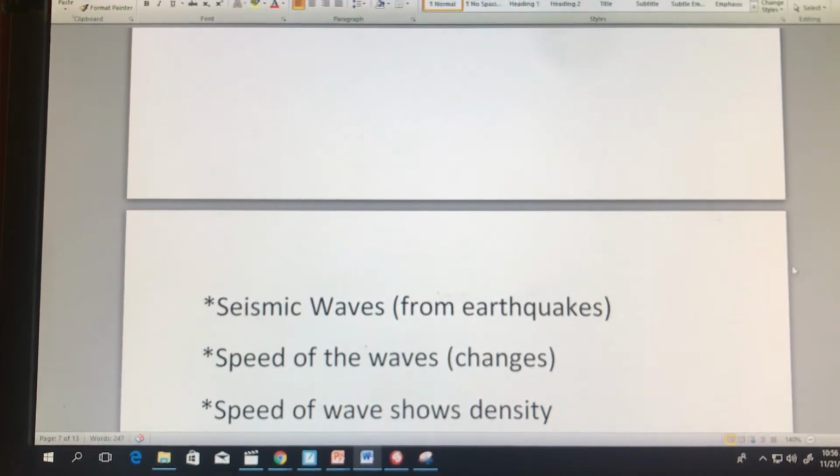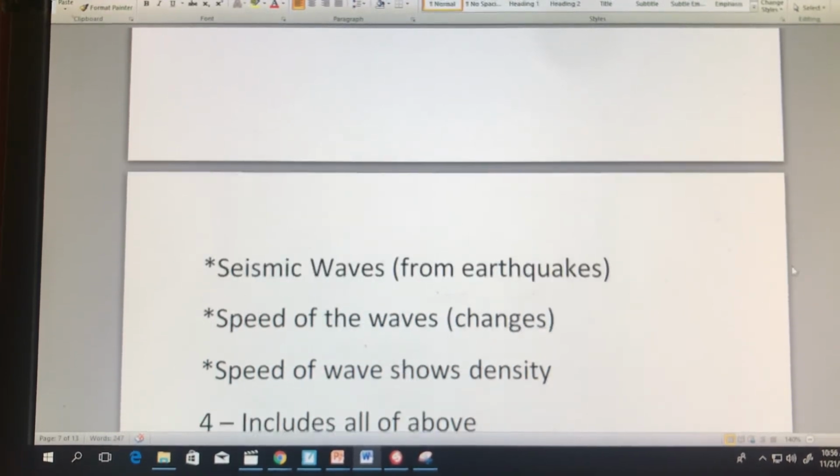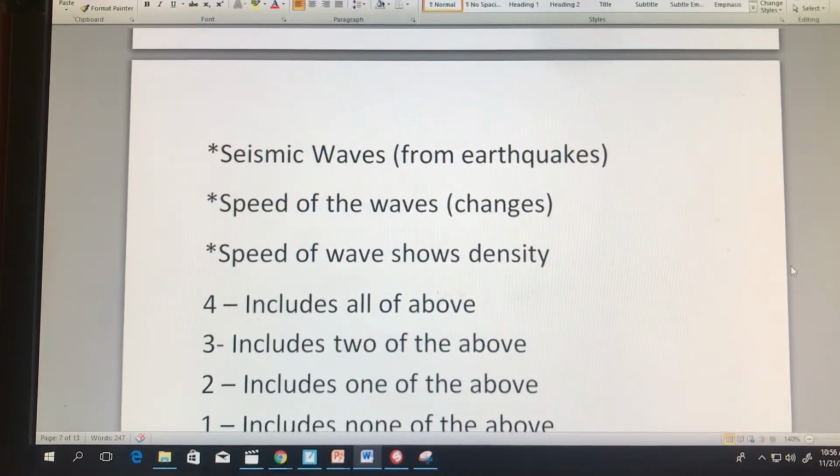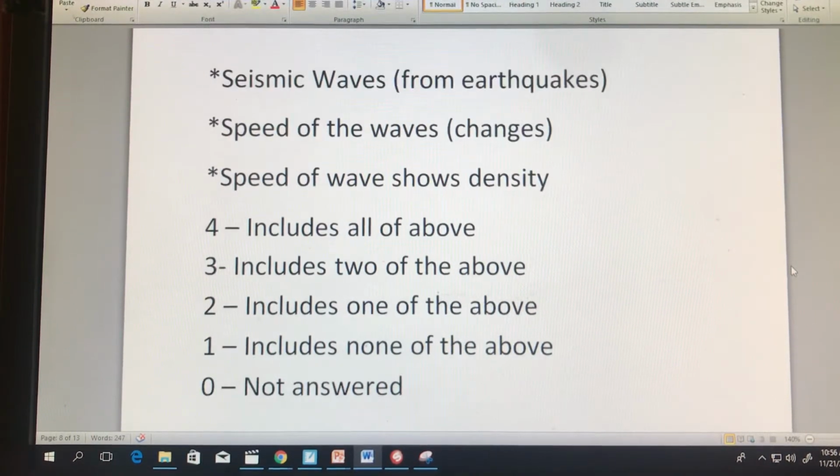So you can grade them kind of making this kind of rubric here on a 4, 3, 2, 1, 0 basis, right? In other words, if they have all of these three things, we'll give them a 4. If they only have 2 of these things, we'll give them a 3. If they only have 1 of these things, we'll give them a 2.